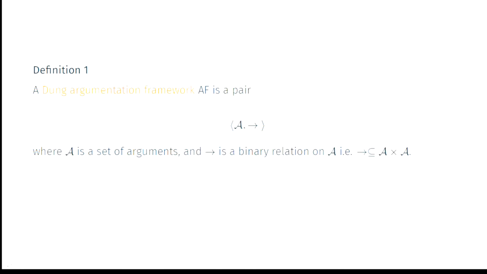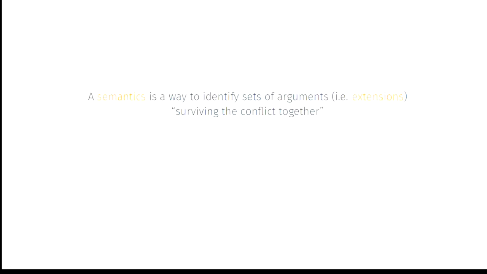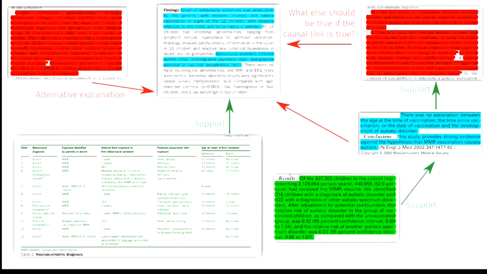But this is actually a pretty useful, interesting and powerful definition when you associate it with an additional notion. And the additional notion is the notion of semantics, or how we can identify arguments that survive the conflict together. How we can identify the arguments that all together are acceptable, make sense to us. And the good thing, or the bad thing, is that there are many. So you can have different ways to identify which arguments are altogether acceptable.